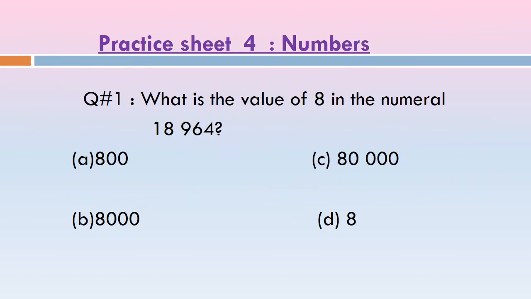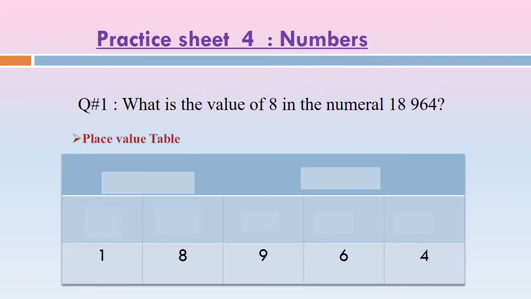Now starting from question number 1, what is the value of 8 in the numeral 18,964? You have to tell the value of 8 in this number, which is 18,964. Firstly, we will write them in the place value table starting from units place. 4 is at units place, 6 is at tens place, 9 is at hundreds place. These are ones. Then 8 is at thousands place, 1 is at 10,000s place, and these are thousands.